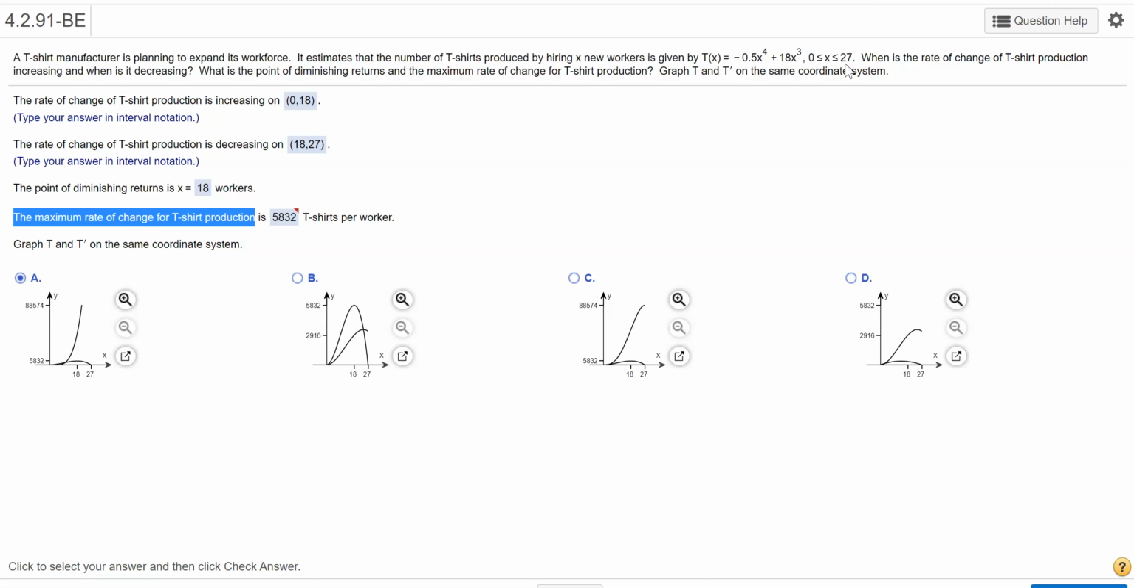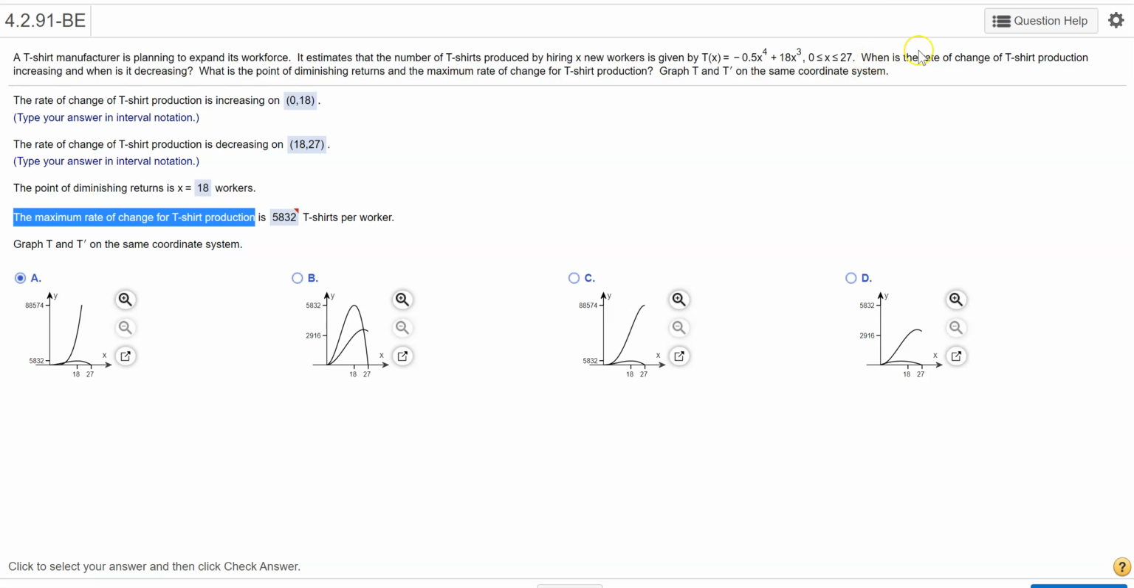So here, they're investing money in hiring new employees. And for a while, as I hire new employees, it's going to increase their production, right? It's going to increase faster and faster for a while, but then it's going to start to taper off. So we're trying to find that sweet spot, that number of employees that they can hire that will really maximize the production of t-shirts here.